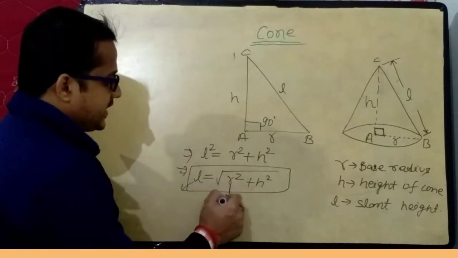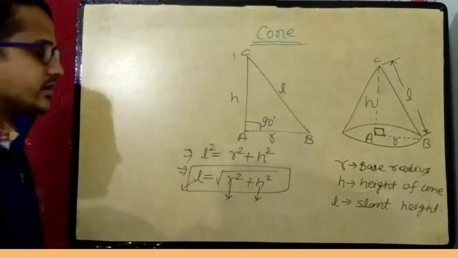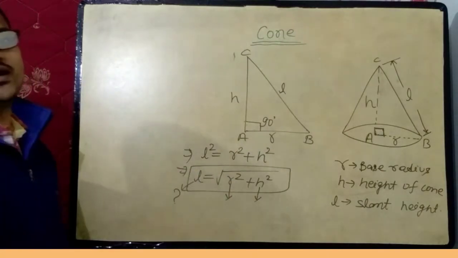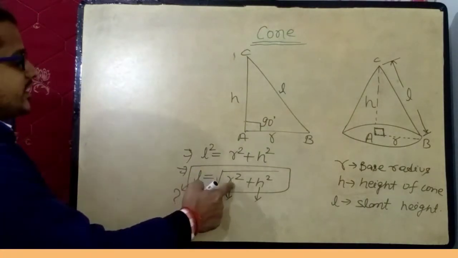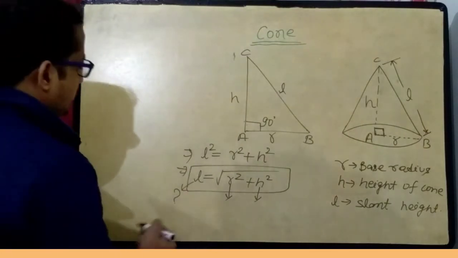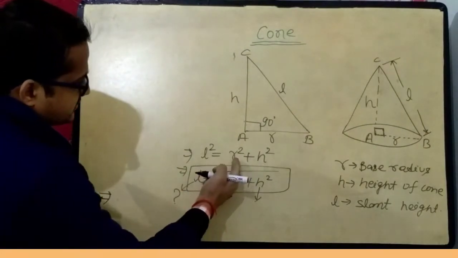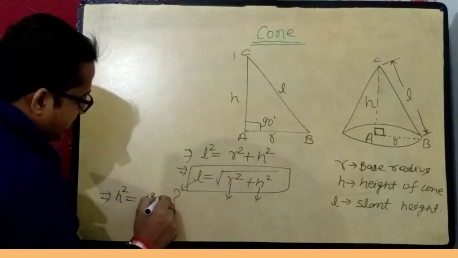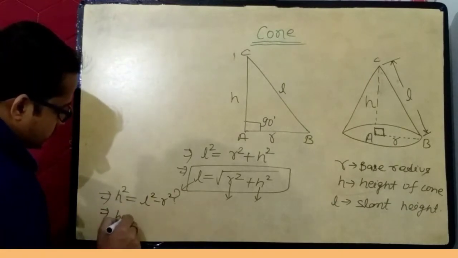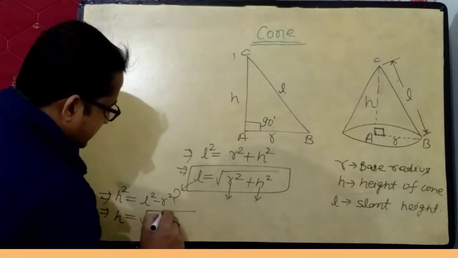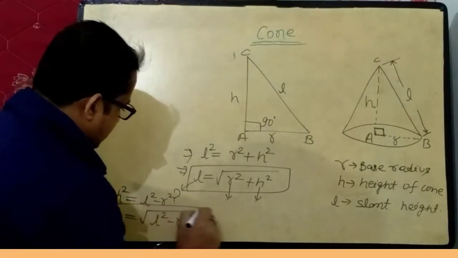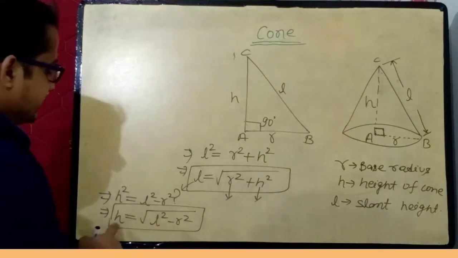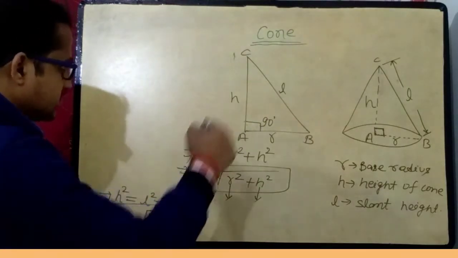Suppose r is given, h is given, and you have to find L, then by using this formula you can calculate L equals root over r square plus h square. Now transfer this term to the left hand side, then what will you get? h square equals L square minus r square. So h equals root over L square minus r square. By using this formula, if L and r are given, then you can easily calculate the height of this cone.